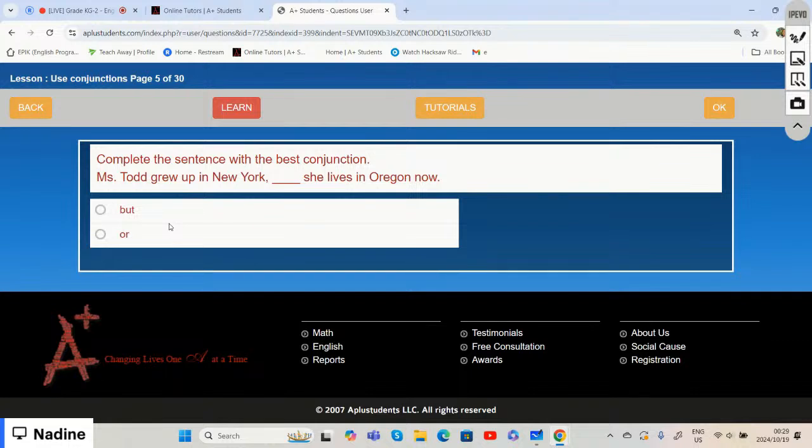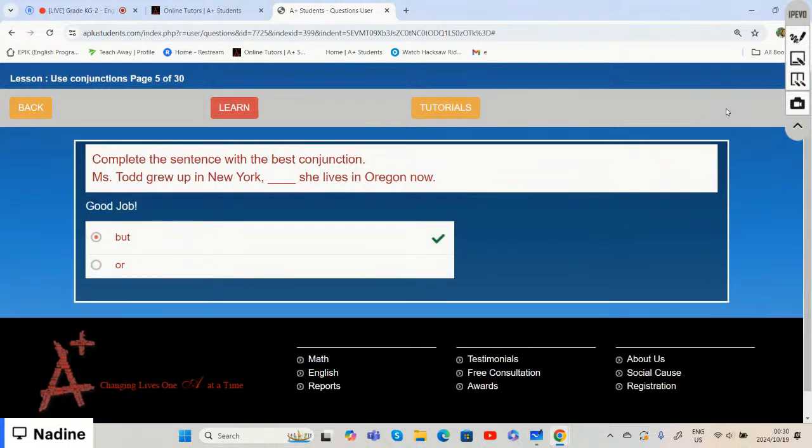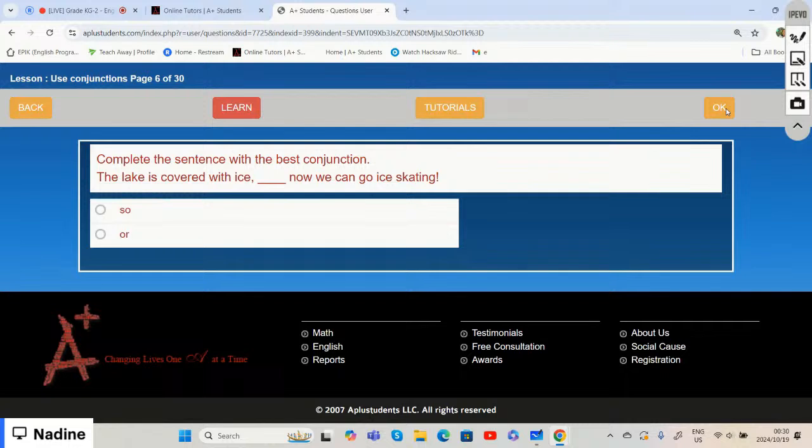All right, and if we were to choose the correct option, we will say Miss Todd grew up in New York, but she lives in Oregon now. So well done. The first one is correct.